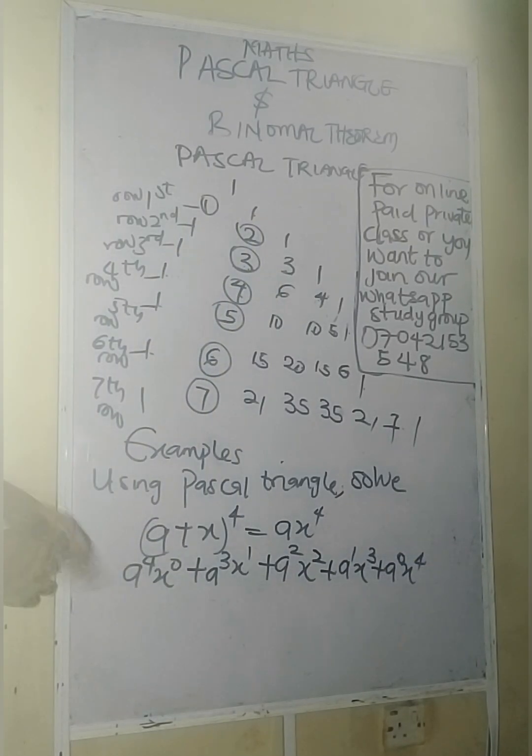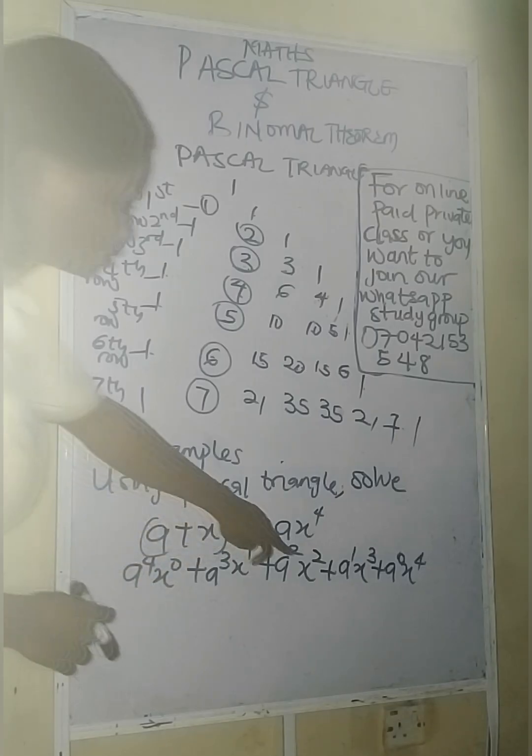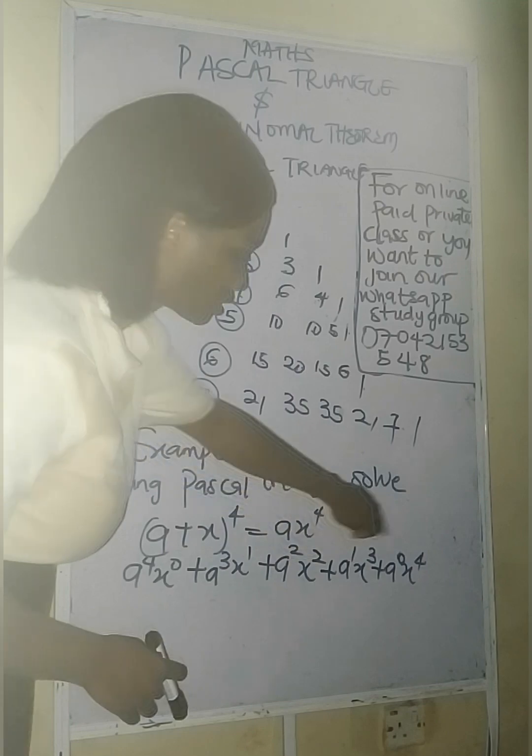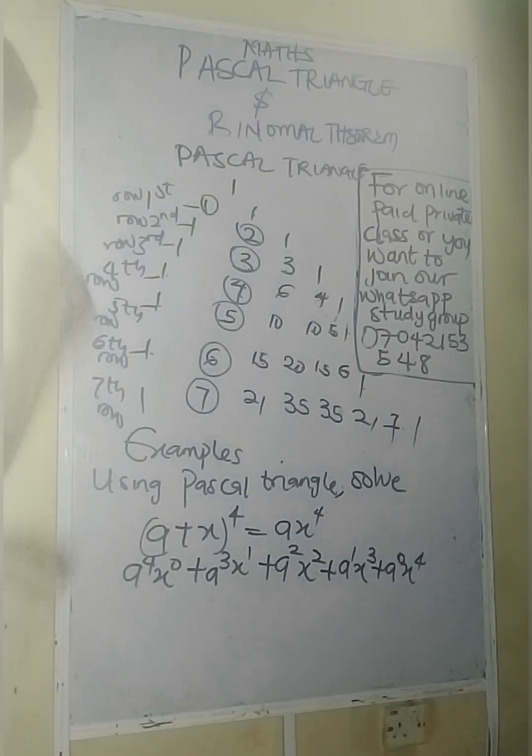So what do you observe? The power of A is decreasing, while the power of X is increasing. 4, 3, 2, 1, 0, while this one is 0, 1, 2, 3, 4. You see it now? So now let's move on.